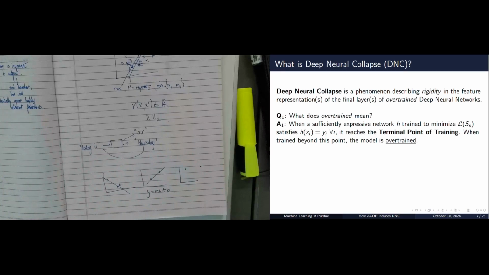This point, the point at which you get zero training error but not zero training loss, is called the terminal point of training. If you just continue to train it beyond that point, you basically have a model that is overtrained. The rigidity is the next thing that we are going to be talking about. We quantify rigidity by 4 key metrics, which, if and only if satisfied, implies DNC or deep neural collapse.